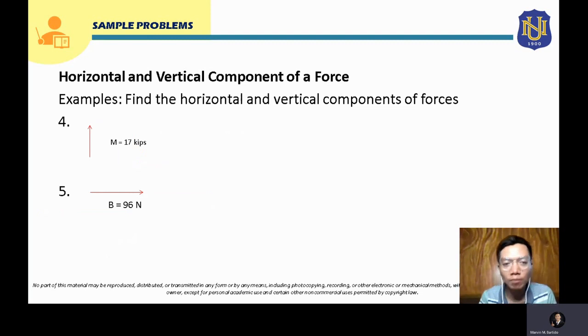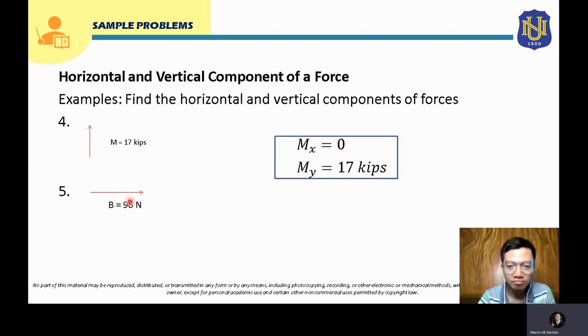Now, let's proceed to example number 4. As you can see here in example number 4, the force here is force M, which is equal to 17 kips. This force is actually vertical. So if we're going to solve for the horizontal component, there's actually no horizontal component because this is a vertical force. So obviously, its horizontal component will be 0, and its vertical component will, of course, be 17 kips. It will be the same because this is already a vertical force.